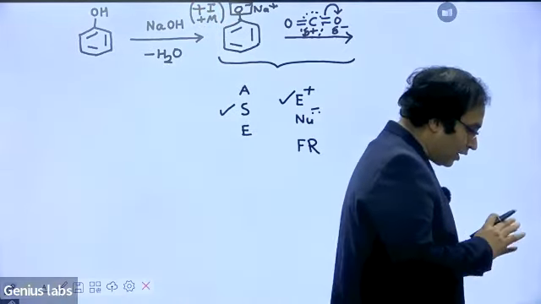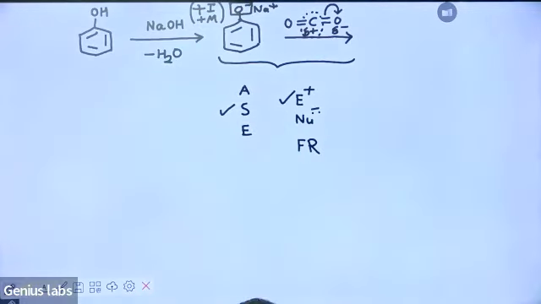Plus I means it will push electrons. Okay. Push electron, it will supply electrons. But being O negative, why is it supplying electrons? Because O negative is having plenty of electrons, right? So it starts giving electrons. Are you understanding? And why is it a plus M group?